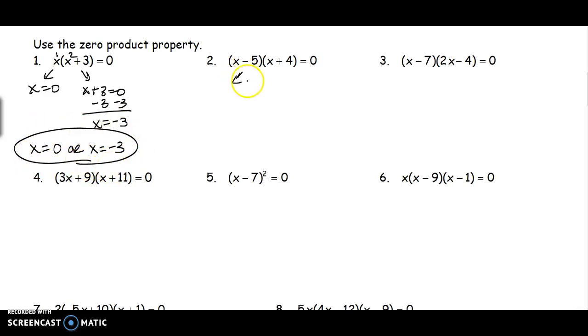Here we have two binomials, so we would bring both of those down. x minus 5 equals 0, and x plus 4 equals 0. So remember, because it's equal to 0, you have to set each of the binomials equal to 0. So we would add 5, and you get x equals 5. Or here we would subtract 4, and you get x equals -4.